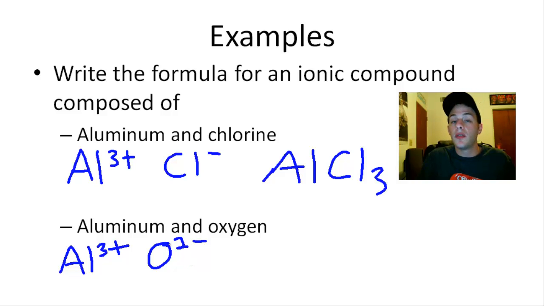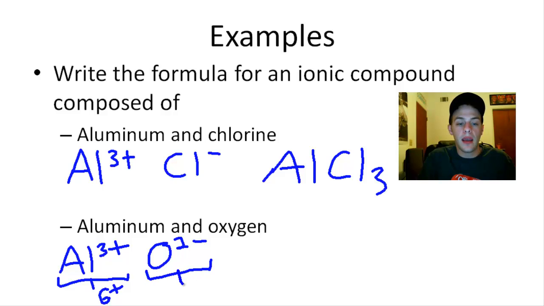So again, like I said, the total charge from the cations has to balance with the total charge of the anions. So what we're going to do is figure out the least common multiple of these two numbers. What is the smallest number that both of these numbers can cleanly divide into? Well, the least common multiple of 3 and 2 is 6. So that means our total charge coming from the cations must be 6+, and the total charge coming from the anions must be 6-.